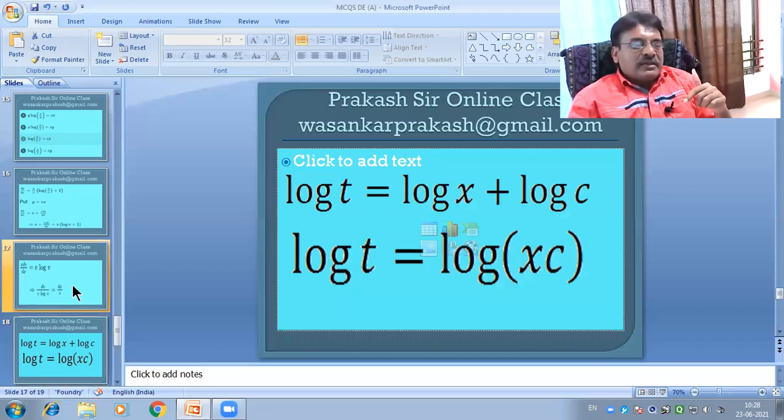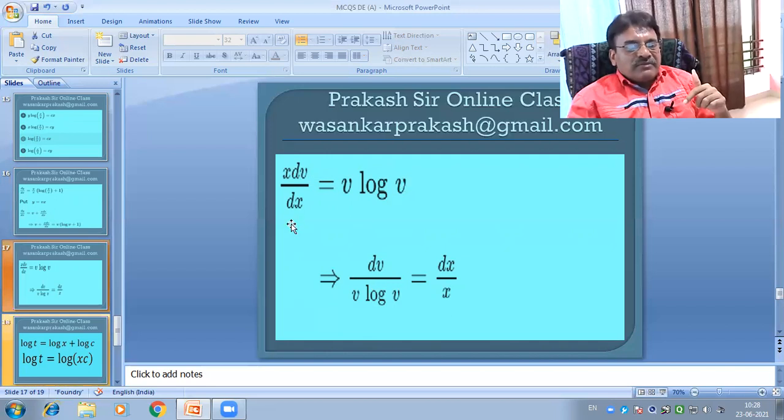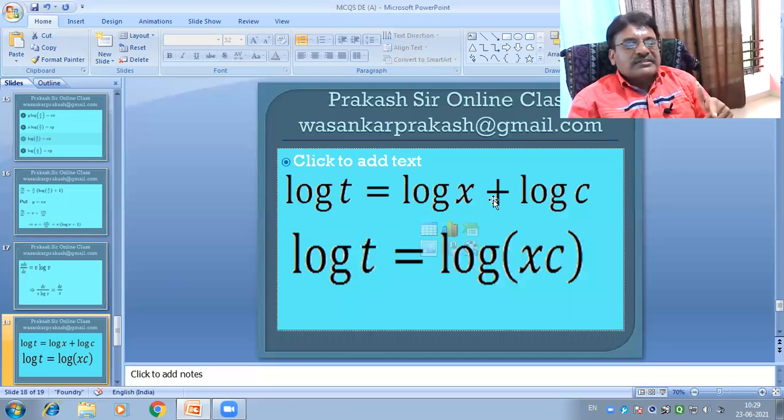Again we repeat here LHS. Here dv upon v log v is equal to dx upon x. Here variables are separable. Therefore integrating both sides. And here the derivative of log v, which is 1 by v, is present. So we put log v equals t. Differentiate both sides with respect to v. So 1 by v into dv is equal to dt. So integration dt upon t, and integration of 1 by t into dt is log t, equal to log x plus the integrating constant log c. We get this step: log t is equal to log x plus log c.